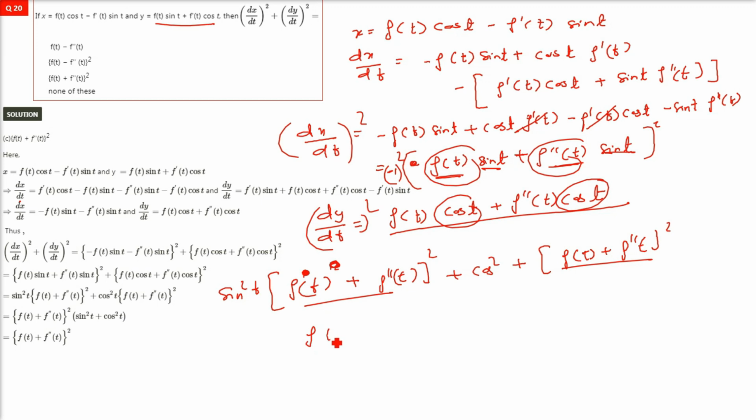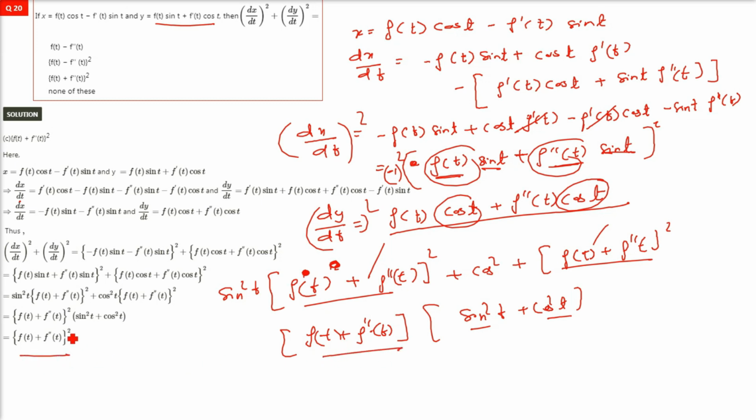So we can take this common outside, f(t) plus f''(t). When you take this out, what will be inside? sin square t plus cos square t inside. And you know that sin square t plus cos square t is 1. So (f(t) plus f''(t)) whole square will come. This is your option. Option C is the correct answer.